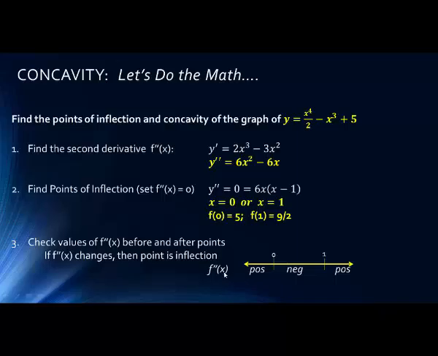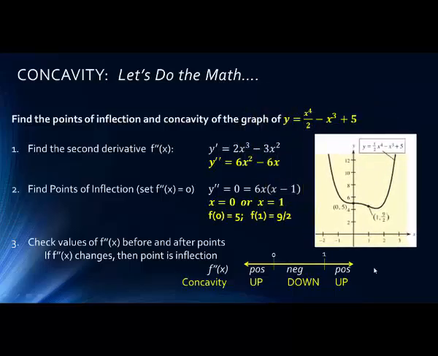If we do that, we can see that the second derivative is positive before 0, negative after 0, and positive after 1. So when it goes from positive to negative, notice this is always decreasing, so we have concave down. When we go from negative to positive, we have concave up. All right? So we have a concave up here. We're positive all the way through.